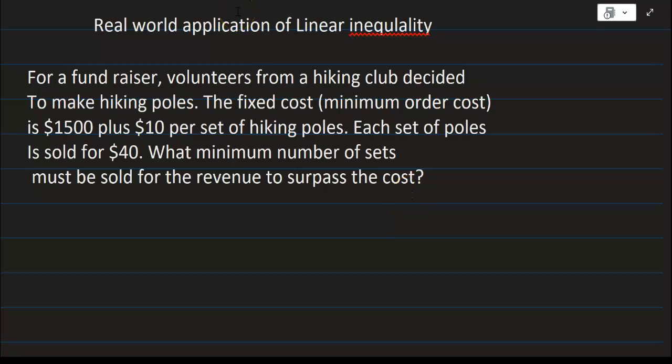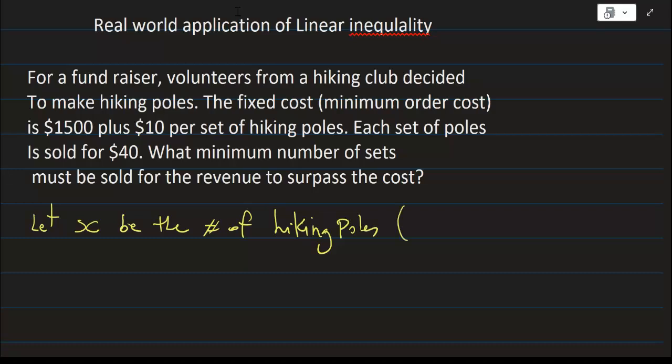First, we need to identify and name what represents, in an equation, the number of hiking poles. We call this x. So we say, let x be the number of hiking poles made and sold, so that we have the same variable.